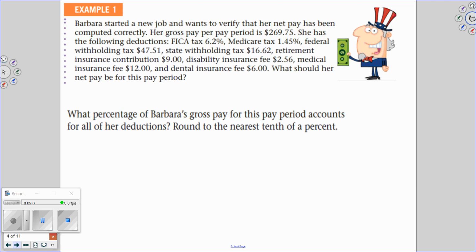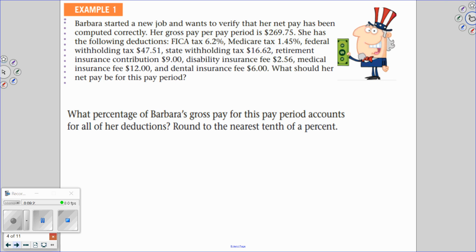All right, here we go, guys. Example 1. Here's where all the math starts coming in. We ready? Yeah, we are. All right. Barbara started a new job and wants to verify that her net pay has been computed correctly. Guys, come on. We have a lot of math to compute today.